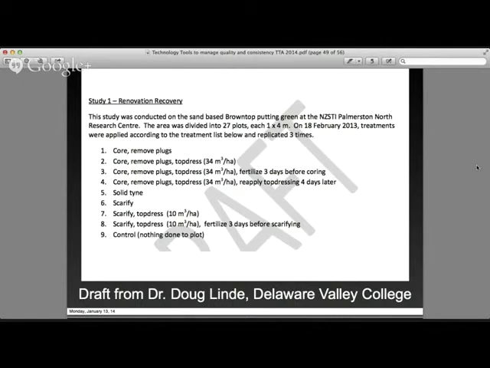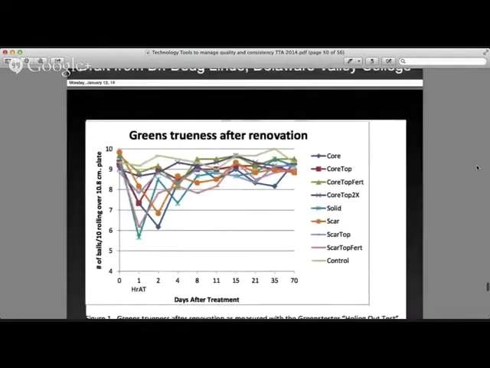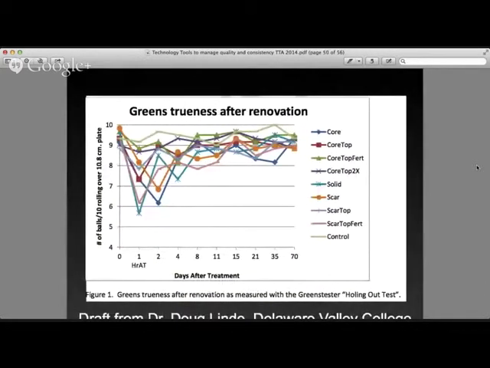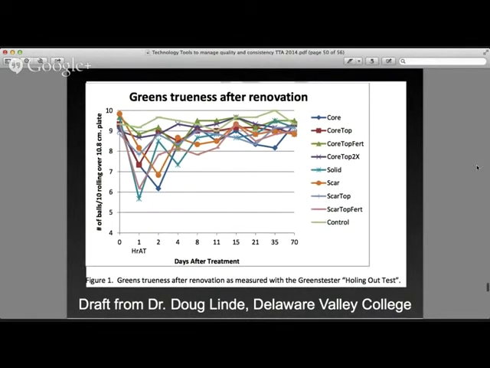If you go down one slide, this is from a figure that he had in that document, which is a draft document, where you can see with various techniques, there's a decrease in the number of balls going in the hole 1 hour after treatment, but by 2 days after treatment, we're starting to see things come back up to that 9 out of 10 range, with the exception of a few things like the solid time, the scarification, which is kind of a gradient plus a top dressing and a fertility, a scarification only, and a core aerification only.